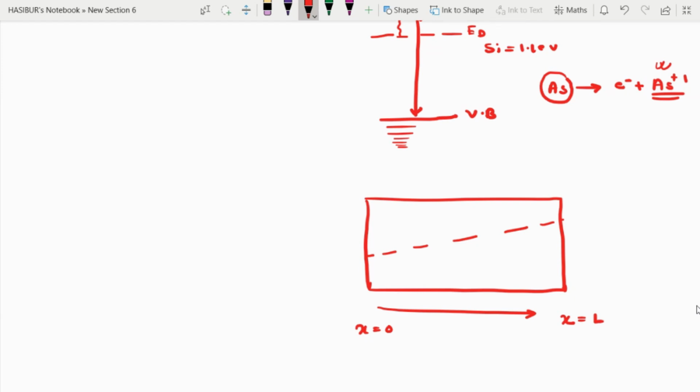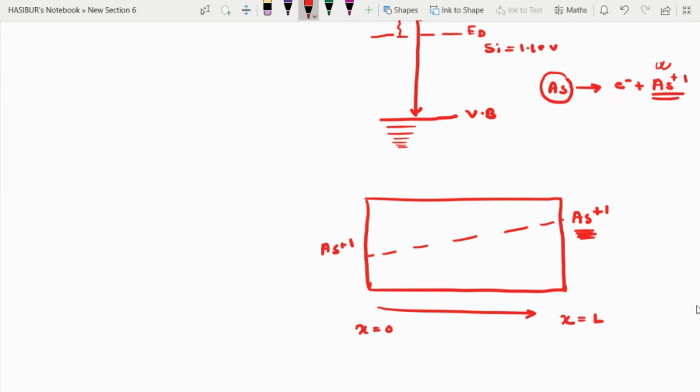So let's think about it. Here the arsenic doping concentration is small, so at this position the positive ion concentration will be less, and here the arsenic doping concentration is high, so the positive ion concentration will also be high. So here the arsenic plus one ions will be more in comparison to here.